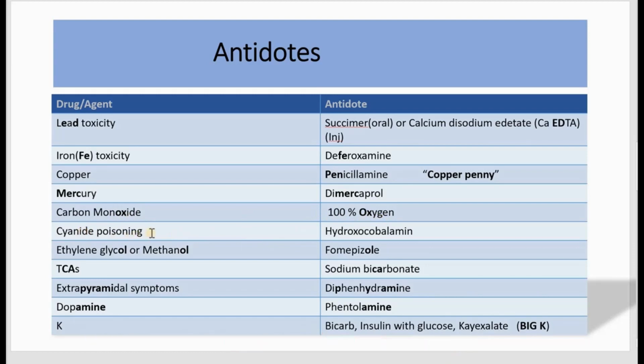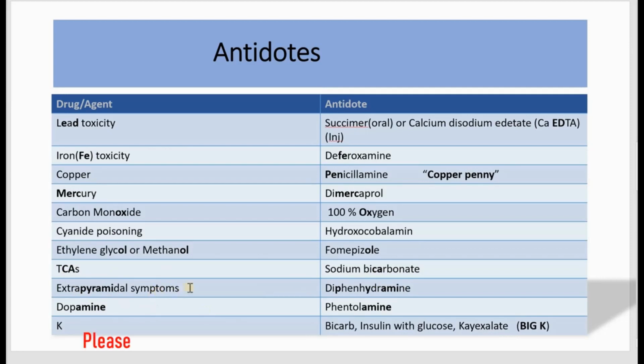Cyanide poisoning. Cyanide poisoning is caused by burning plastics or chemical weapons, etc. And the antidote is hydroxycobalamin. Next is ethylene glycol or methanol. They are found in antifreeze, car wash fluid, etc. And the antidote is fomepizole. All three words have the letters OL in them. Now, tricyclic antidepressant agents, and the antidote is sodium bicarbonate. Both have the letters Ca in them.